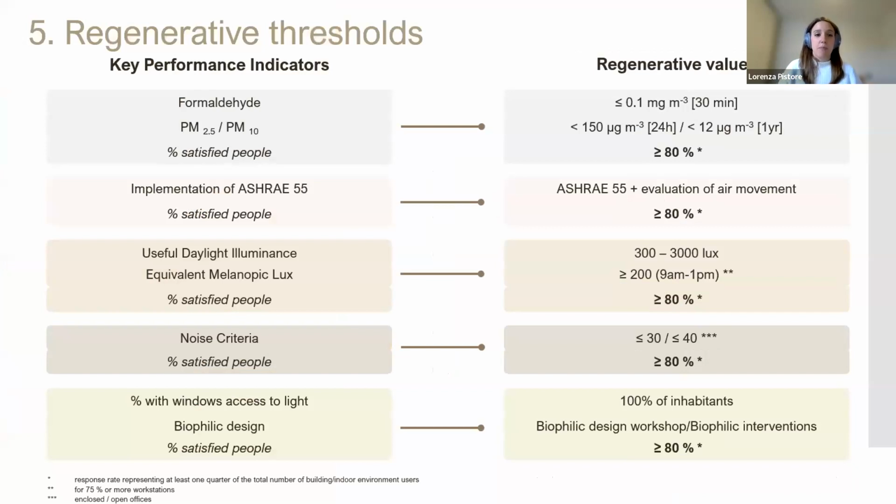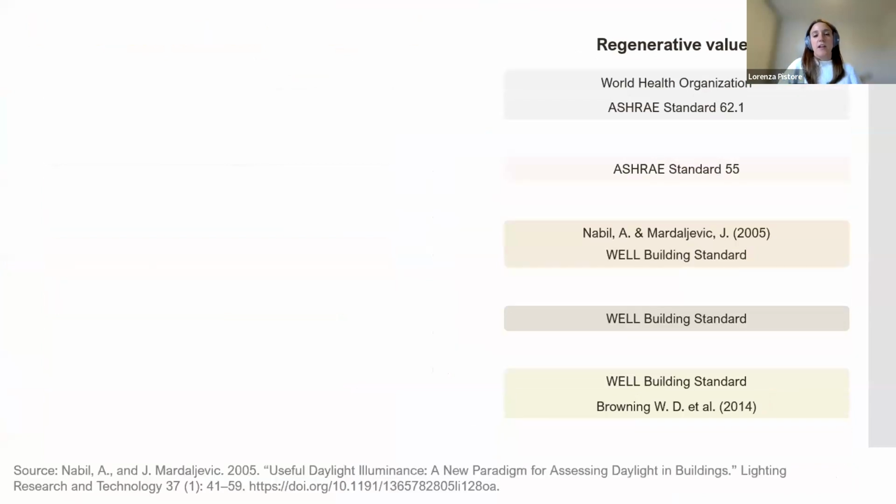At this point, for each key performance indicator, we adopted a regenerative value. So here you can see the different regenerative values that we adopted for each KPI. Of course, to identify those thresholds, we looked at the main references and standards in literature. And among all that cauldron of different thresholds and standards, we targeted the standards that had the most, let's say, disruptive and high-level threshold for that KPI.